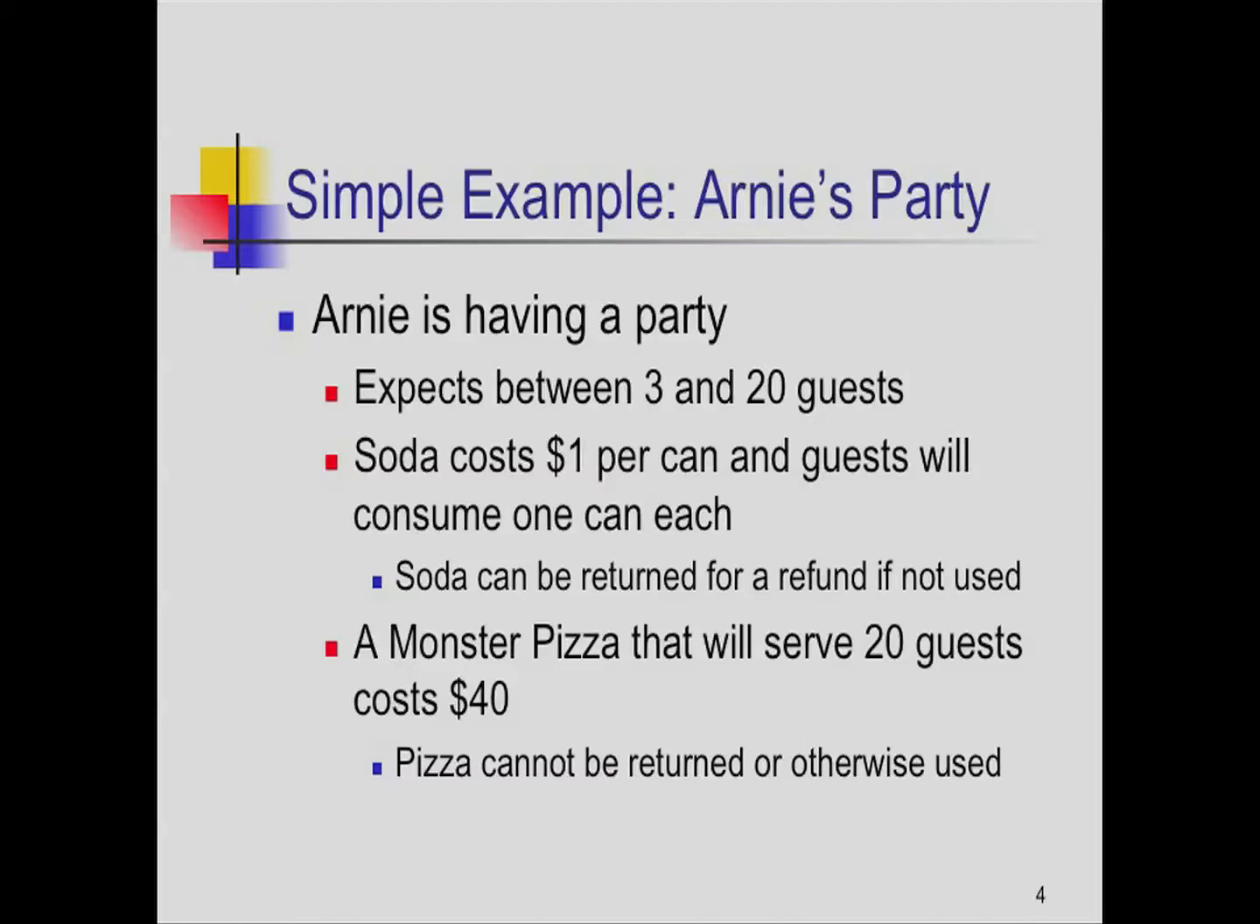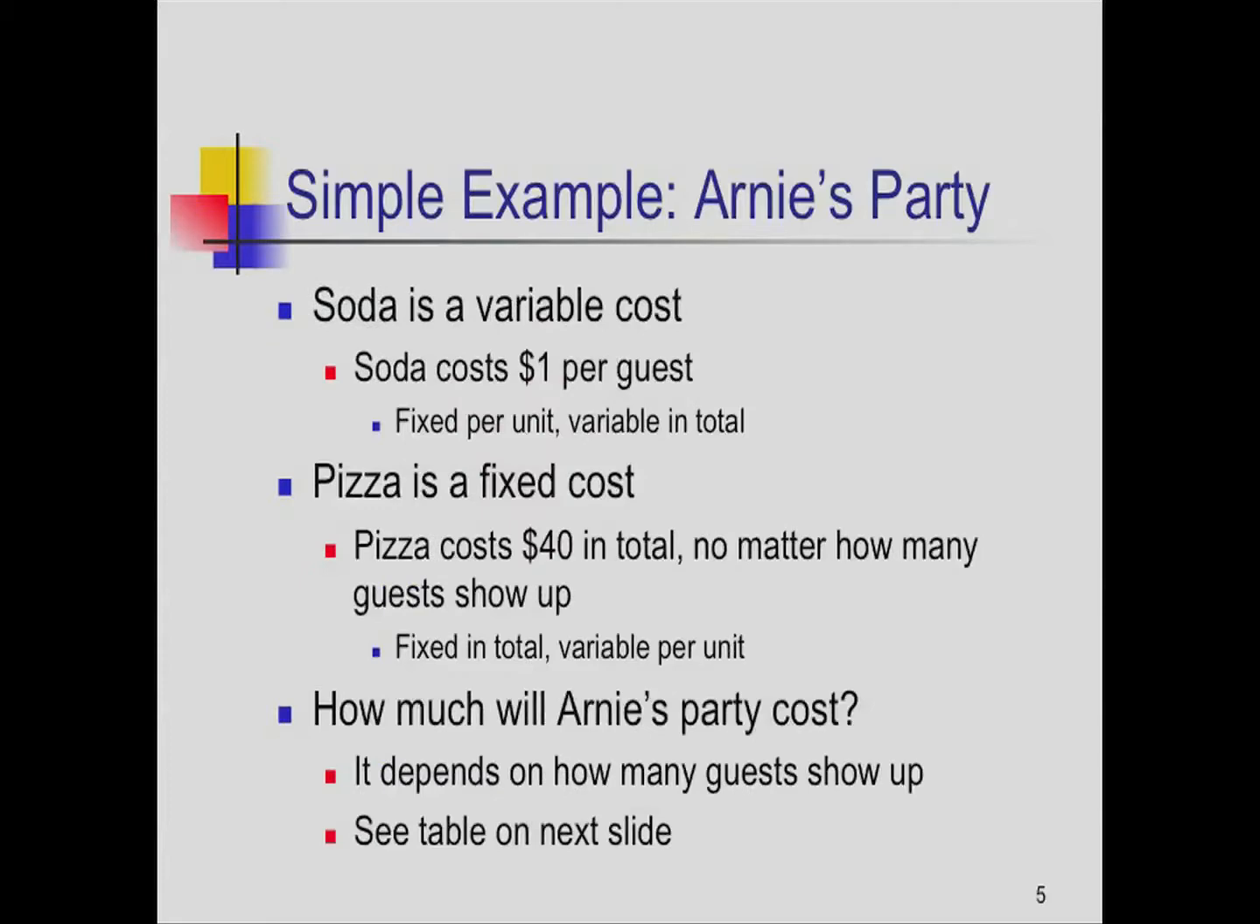Which isn't hard to do because you kind of know how many you're going to sell or what kind of production you're looking at. Well, we've already identified that soda is a variable cost. It would be $1 per guest. The pizza is the fixed cost. The pizza cost per person would go down as more people attended Arnie's party, up again to that relevant range capacity, which is a max of 20.